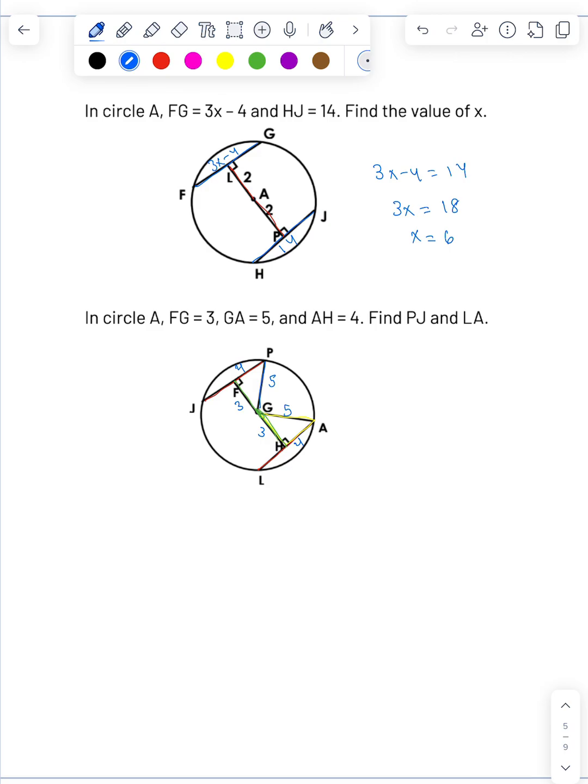And since LA and JP are going to end up being congruent, these pieces are congruent, and these pieces would be congruent. So we have 8 and 8, and that makes 16. So PJ would be 8, and LA would be 8 as well. Oh, we don't need to add them together, but each one separately, PJ would be 8, and LA would be 8 as well.